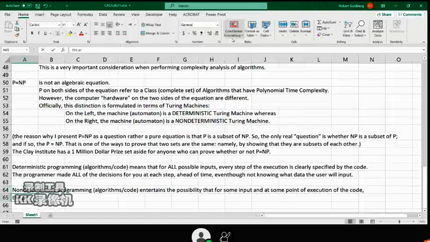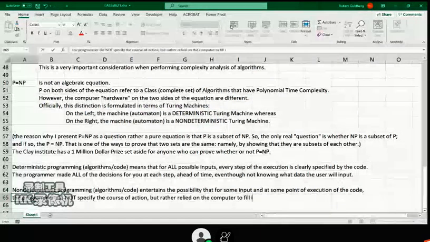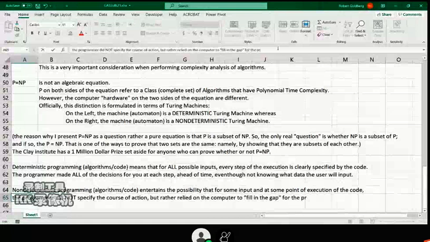the programmer did not specify the course of action, as Andrew said. Good. Now that's a very nice phrase, let me use that here. Did not specify the course of action, but rather relied on the computer to fill in the gap for the programmer. In essence, that's non-deterministic.